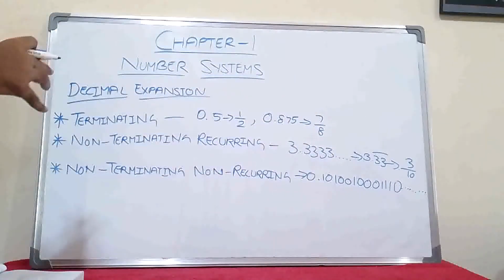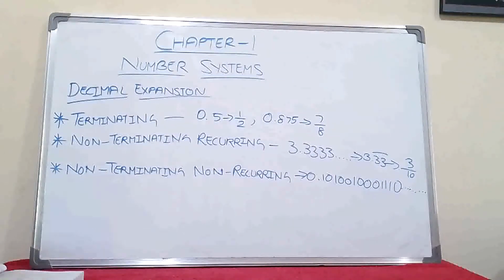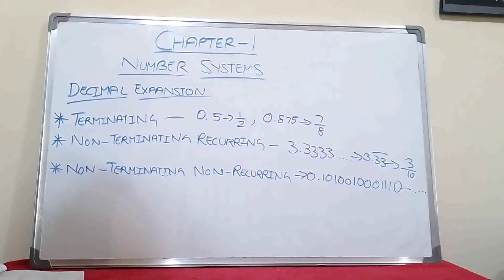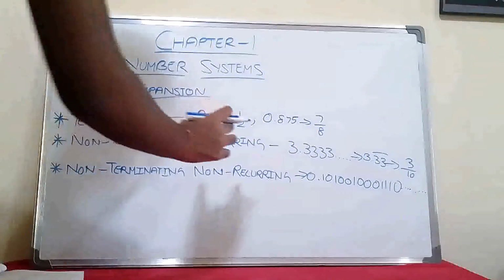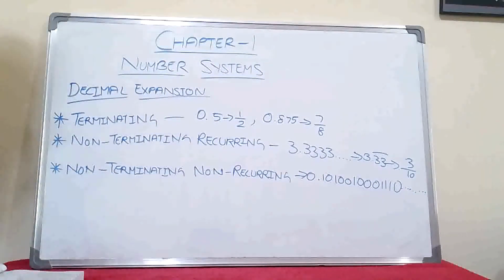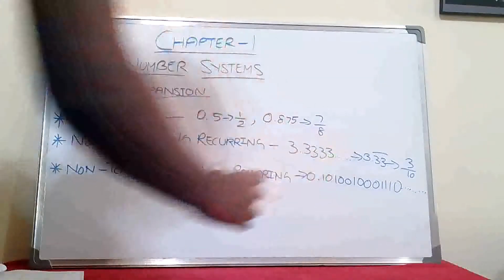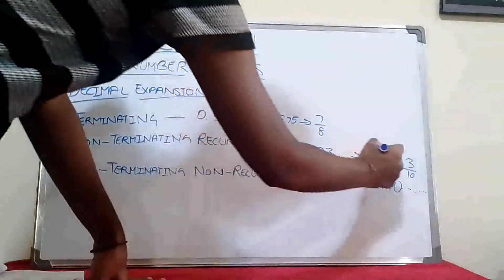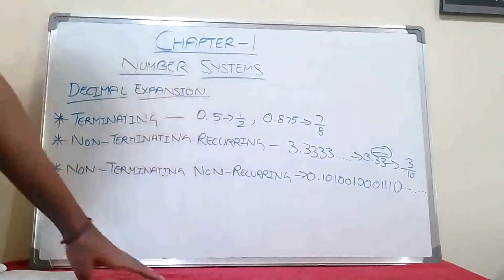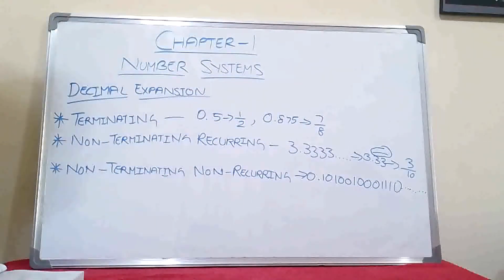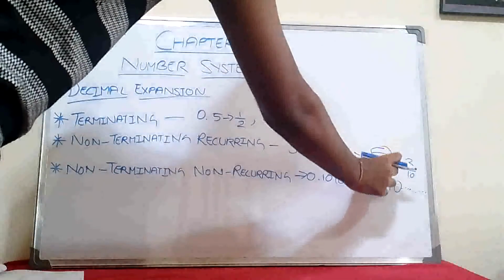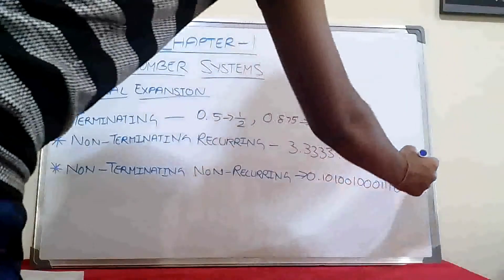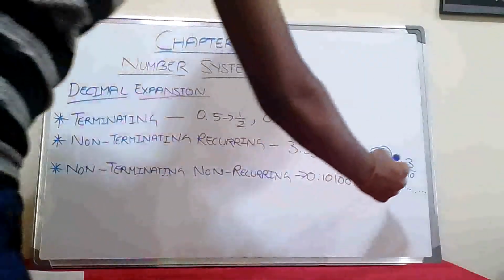Next is non-terminating recurring. This means that the decimal does not finish. It keeps on going endlessly, but it has a recurring pattern. The decimal repeats itself. For example, 3.3333. It will keep on going endlessly. That's why we put a bar. This bar over here shows that the particular digit is repeating itself. Here we can see that the bar is upon 3, which means the 3 is continuously repeating itself, and in its p by q form, it is 3 by 10.